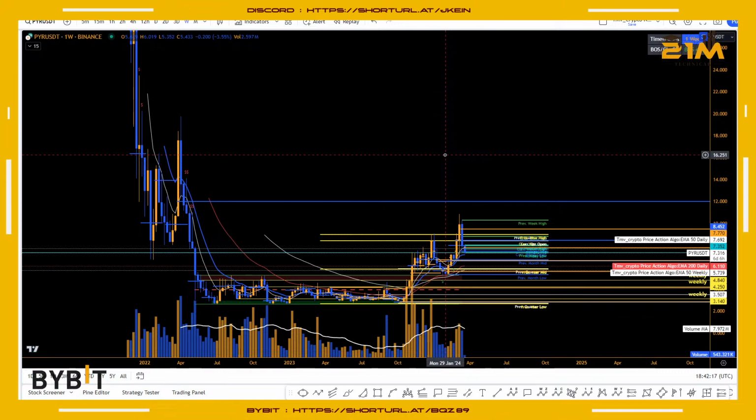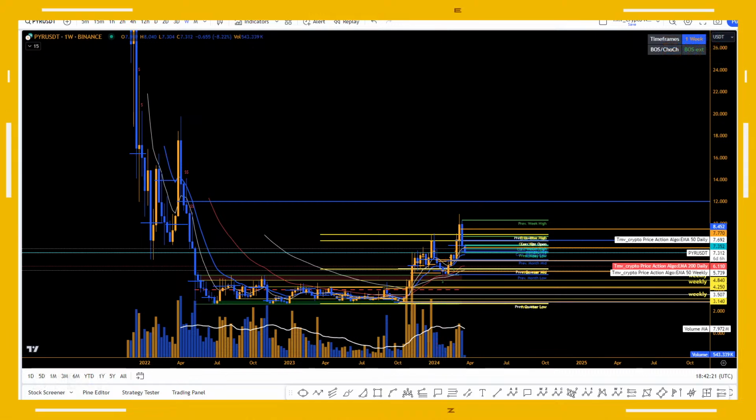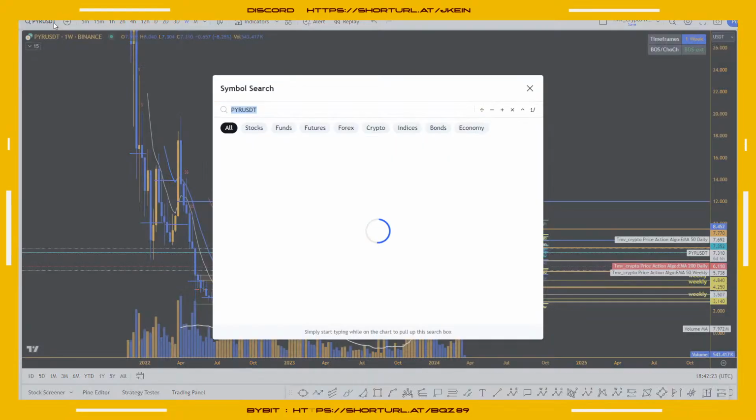On the 15 minute, LRC might have a good long scalp. LRC on the 15 minute, sorry, 15 minutes.